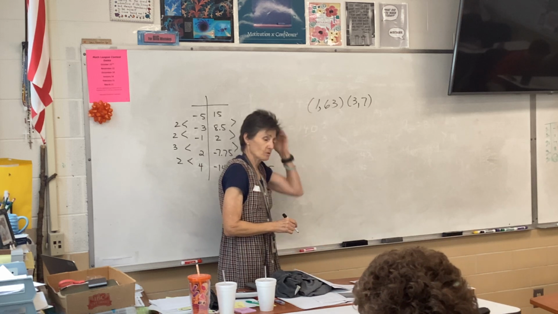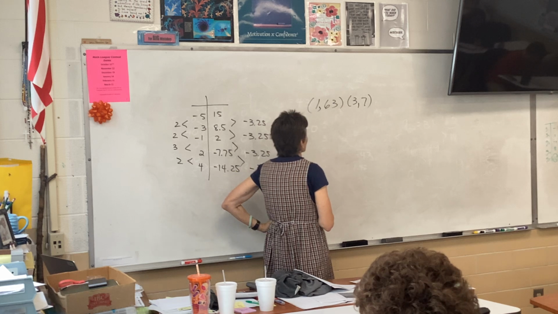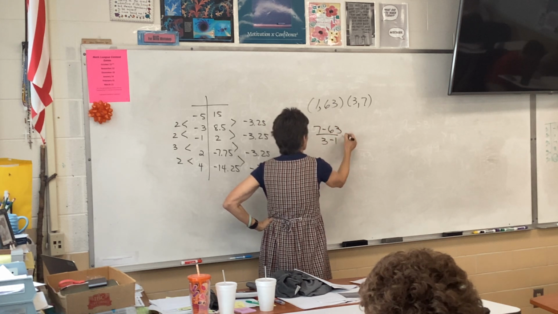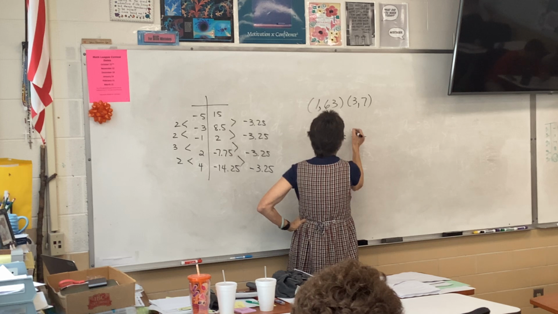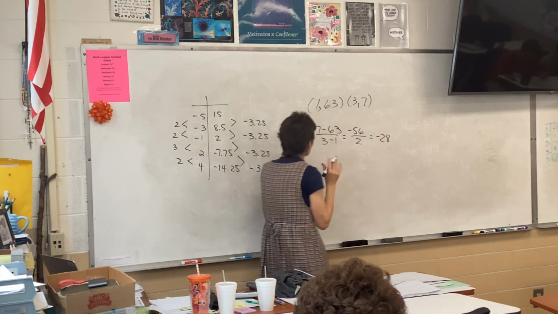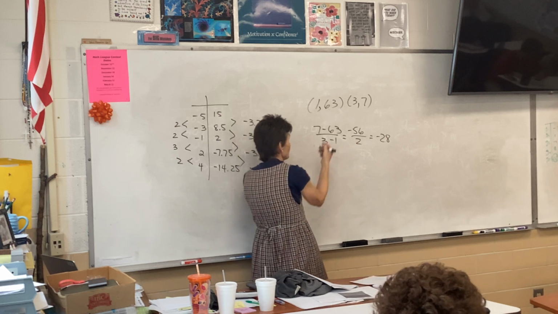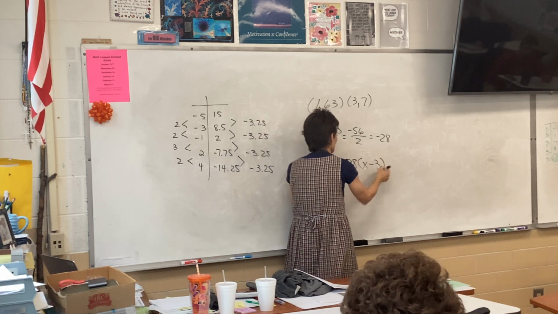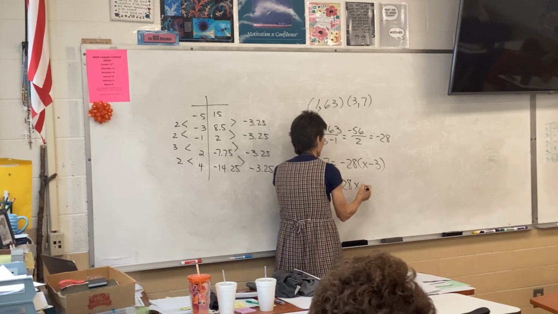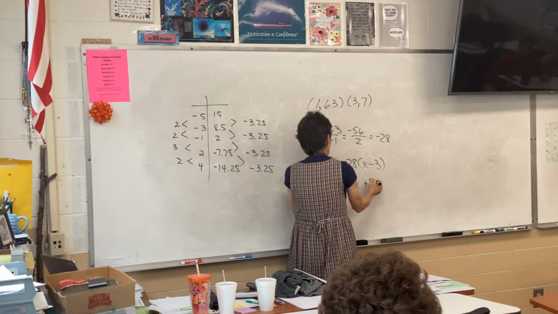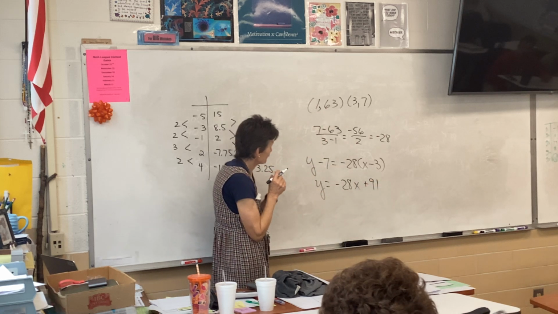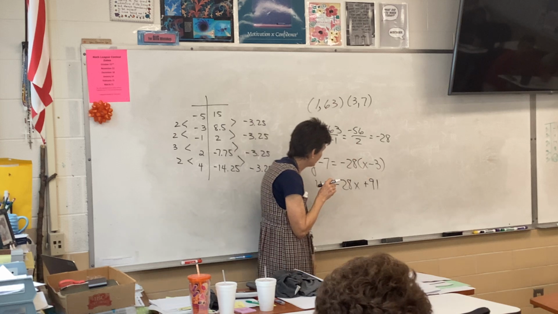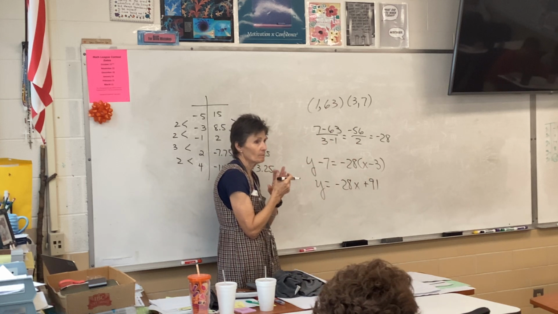So what did you do first? Gus, what did you do first here? So you know the slope? So 7 minus 63 over 3 minus 1, what is that? Negative 28. Then you picked a point and said y minus 7 equals negative 28 times x minus 3, so y equals negative 28x plus 84 plus 7. Yeah, I think that's right. Does that look okay, people?